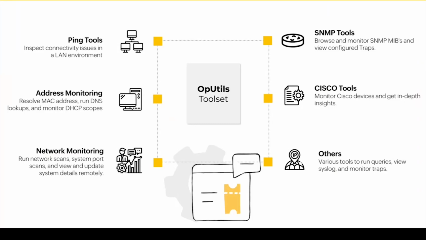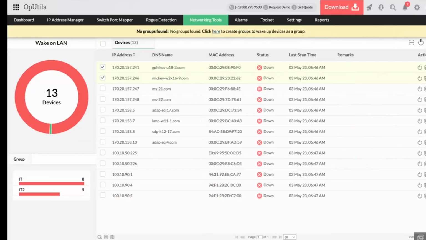OpUtils also has network monitoring tools to run network scans, update system details, and gain detailed insights about the network nodes. It also has SNMP tools like the MIB browser to monitor SNMP devices, Cisco tools to monitor Cisco devices, and other networking tools to run queries, view syslogs, and monitor traps. Let's take a look at these tools in the console.